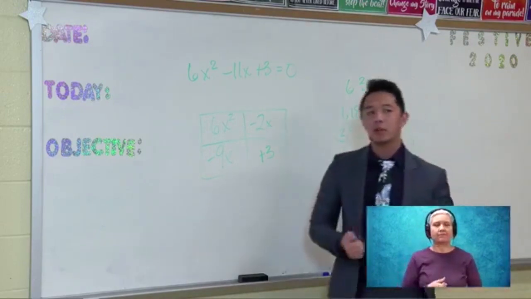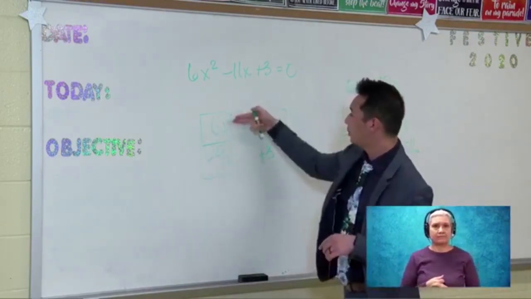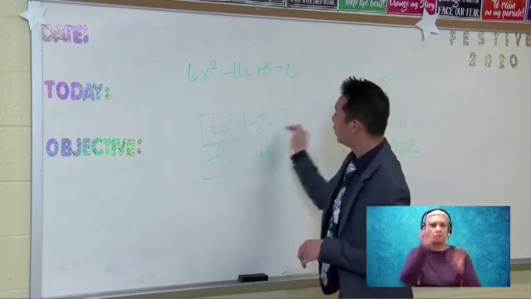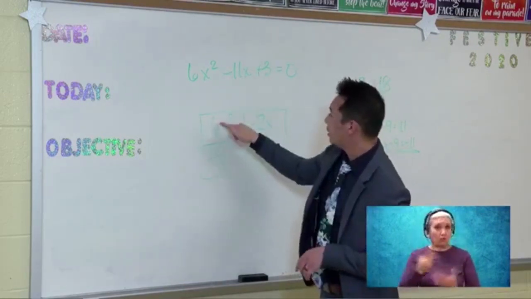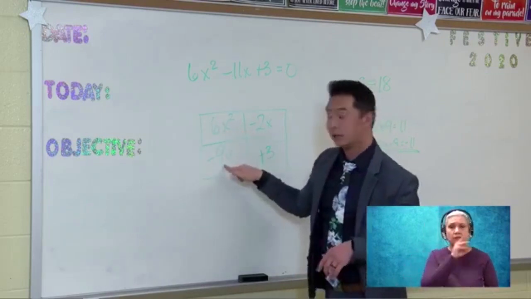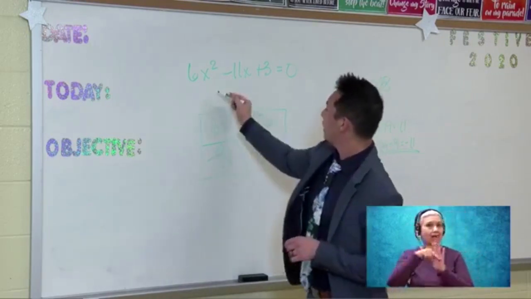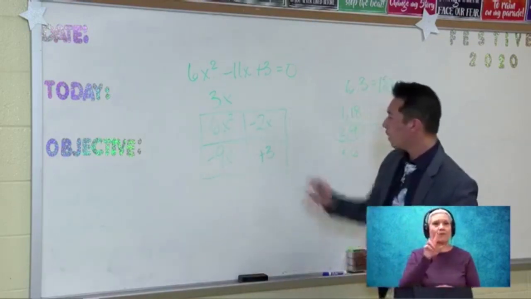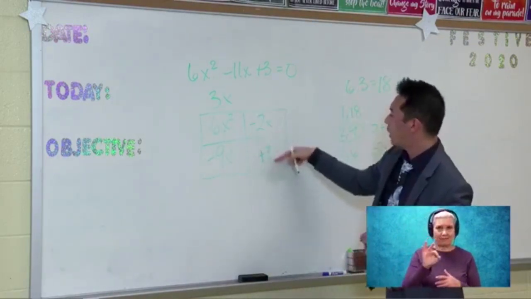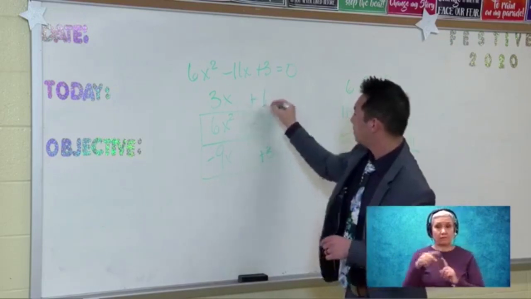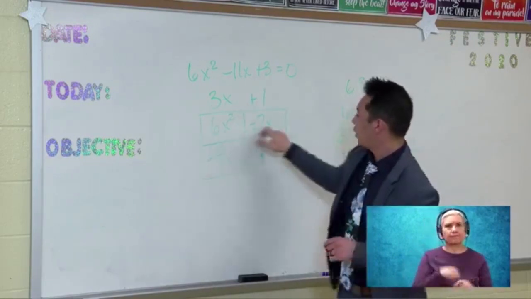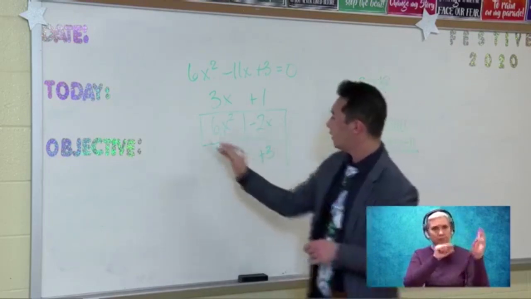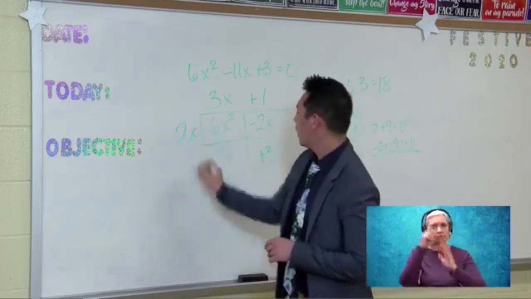And now, again, we're going to look for the greatest common factor along each of these columns and rows. So the greatest common factor between 6x squared and 9x squared, negative 9x, is 3x. The greatest common factor between negative 2x and positive 3 is a positive 1. Going across on each row, the greatest common factor with 6x squared and negative 2x is going to be 2x.